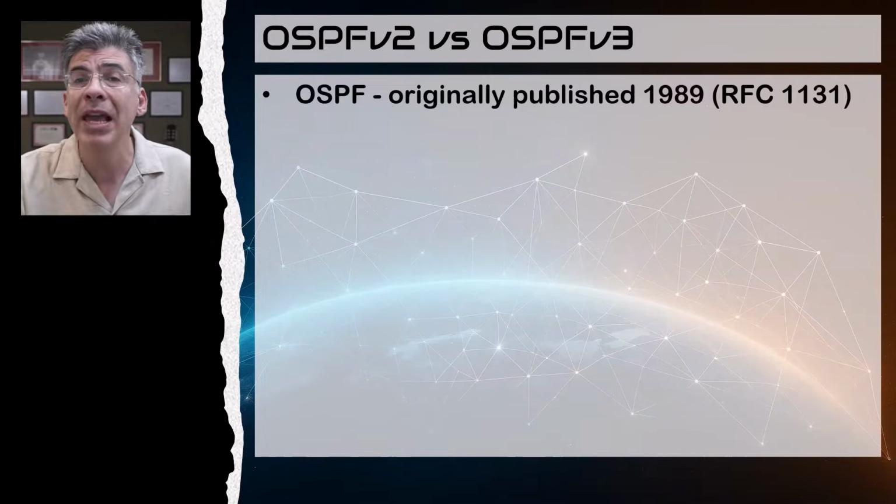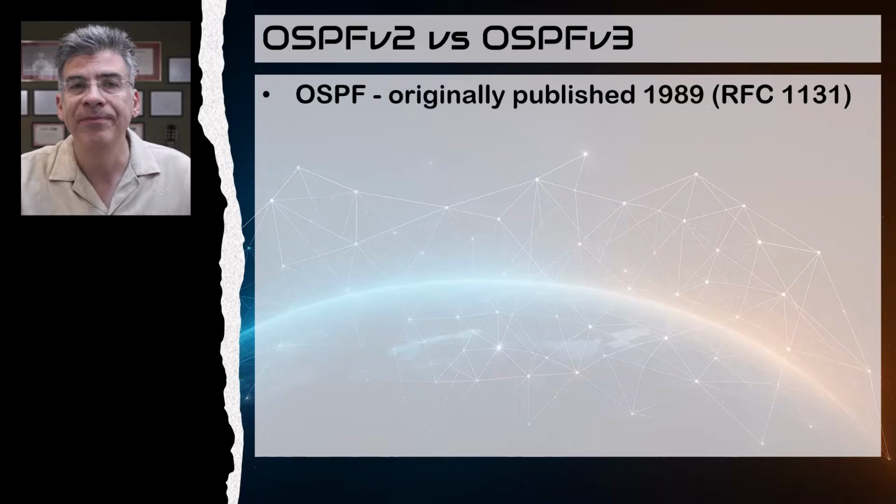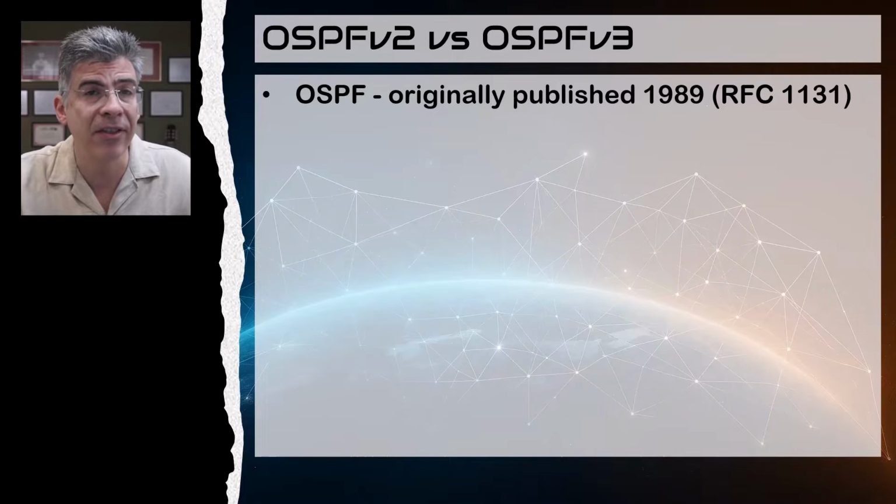Open Shortest Path First was originally published way back in 1989 in RFC 1131. I'm always intrigued by how old many of these protocols are, and yet they're still in use today, and are expected to be around for decades to come. This is a protocol that is traversing its fourth decade of existence and is soon to enter its fifth.